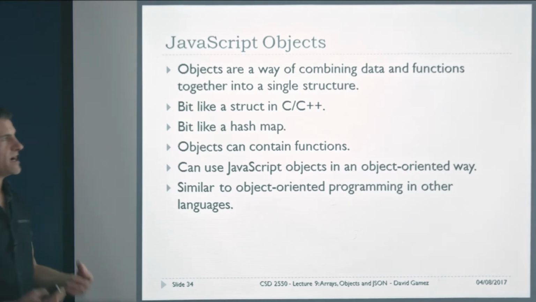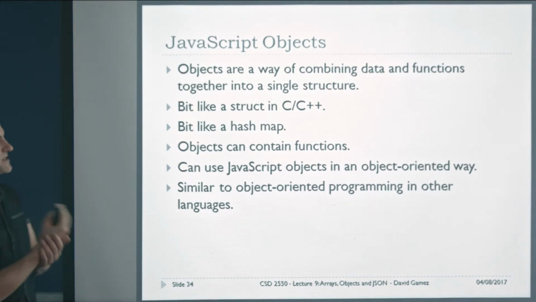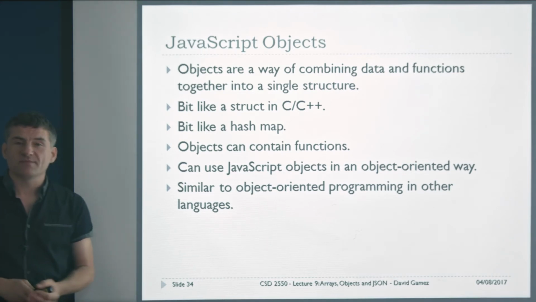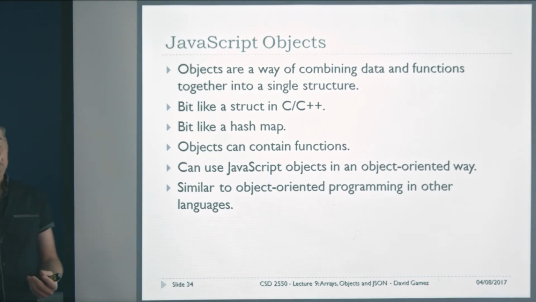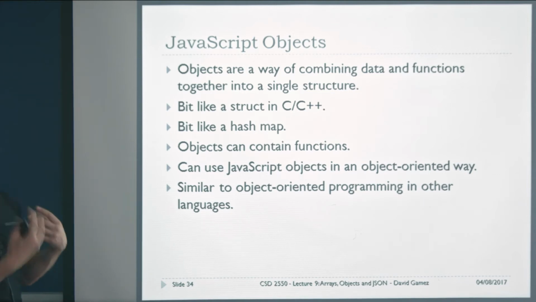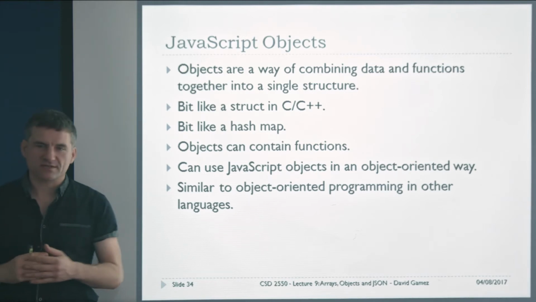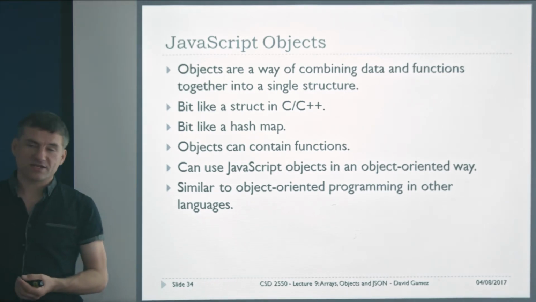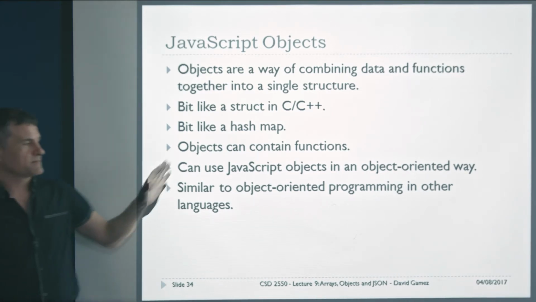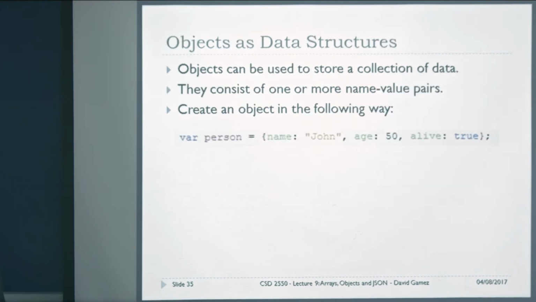So objects are a way of combining data and functions together into a single structure. If you ever use struct in C++ or C, or if you've ever used a hash map, then it'll be kind of intuitively obvious what a JavaScript object is. Objects can also contain functions, and we can use JavaScript objects in an object-oriented way, which is similar to object-oriented programming in other languages. In a later lecture, I'm going to go into all the JavaScript object-oriented stuff in much more detail, but I'll touch on it a little bit here.